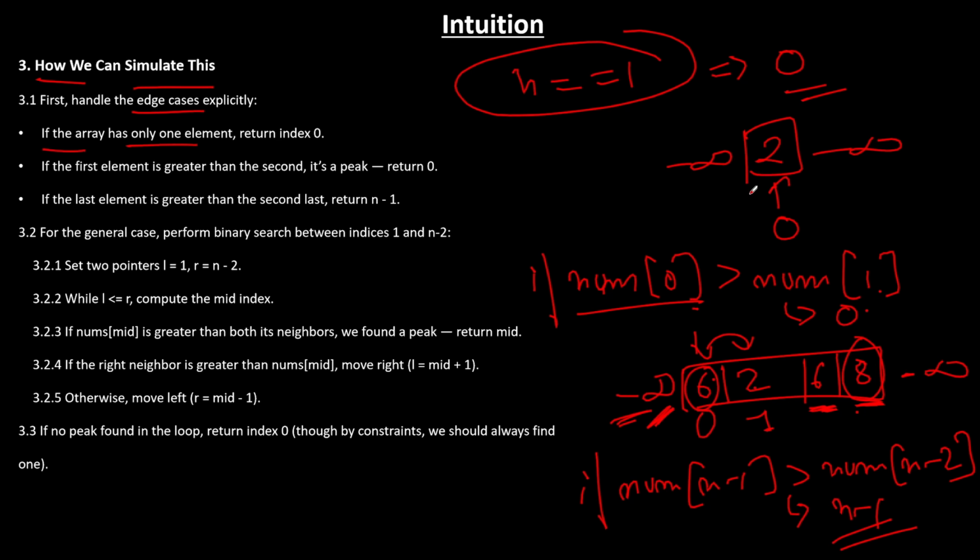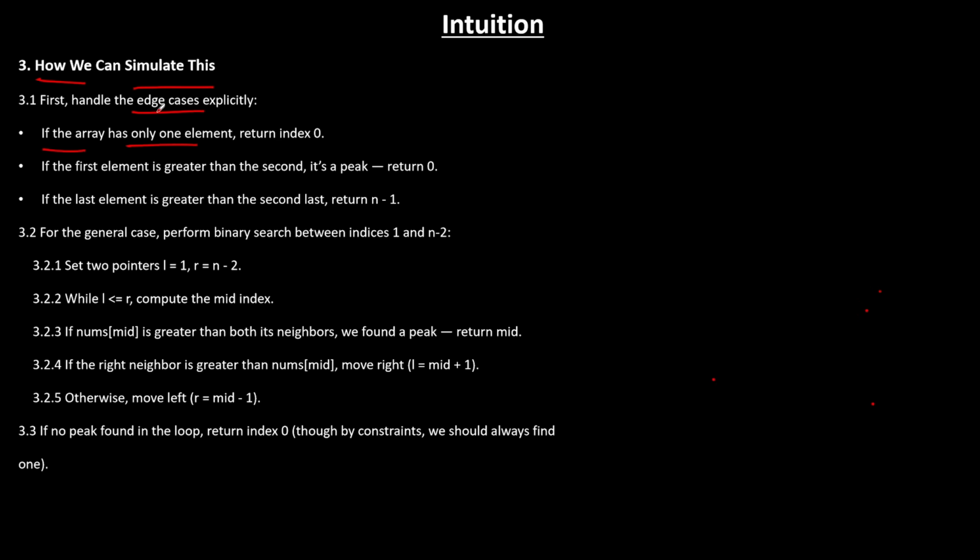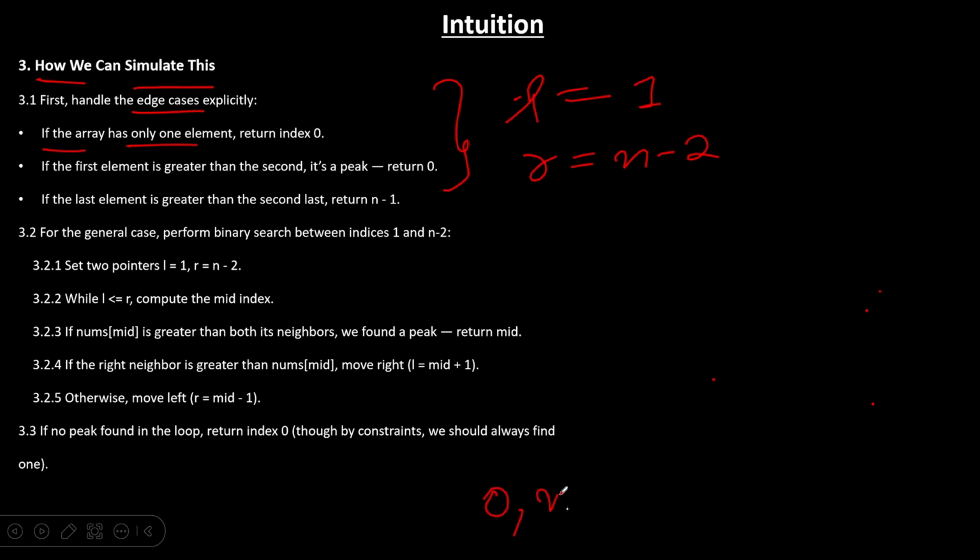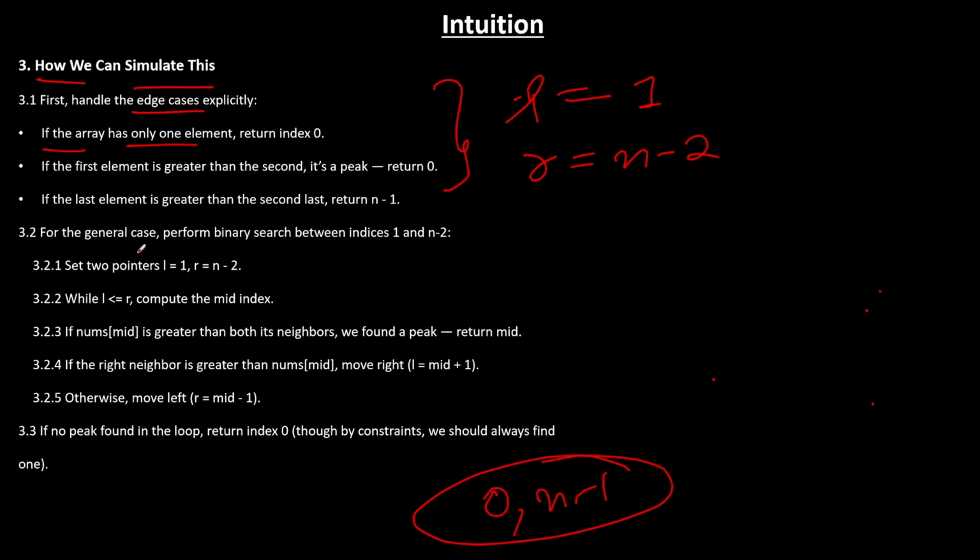Let me clear this up. After handling the edge cases, we will start our binary search, and we'll put the pointers l equals 1 and r equals n minus 2. The reason being, we have already checked the edge cases at index 0 and at index n minus 1. Now, while l is less than or equal to r, this is the simple binary search template.